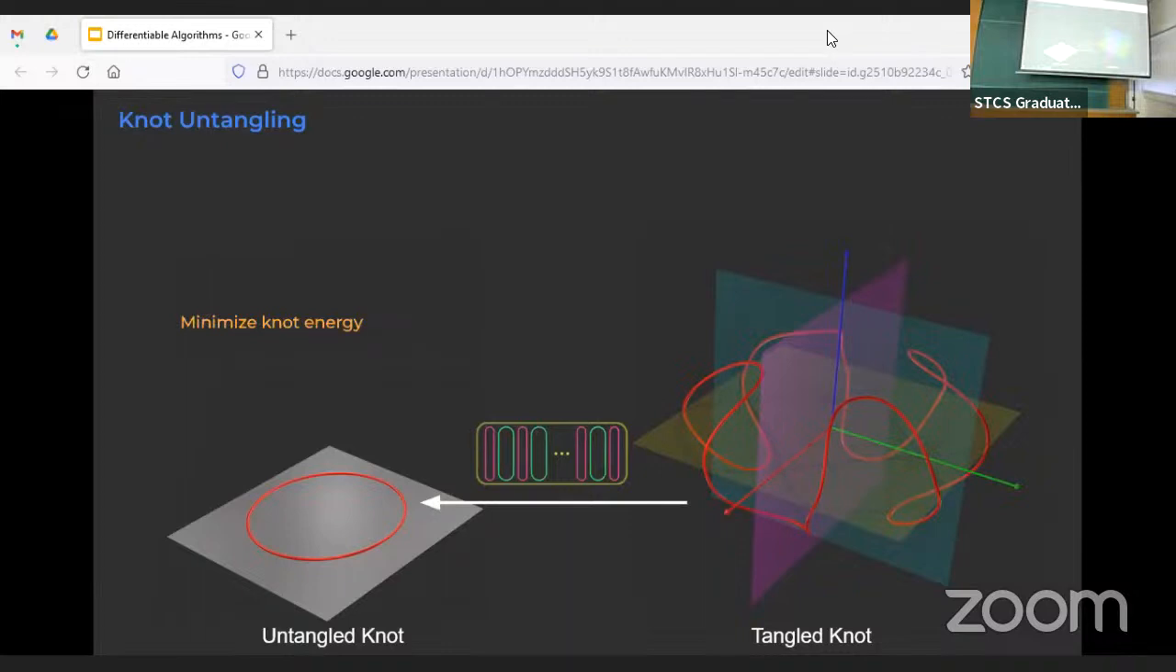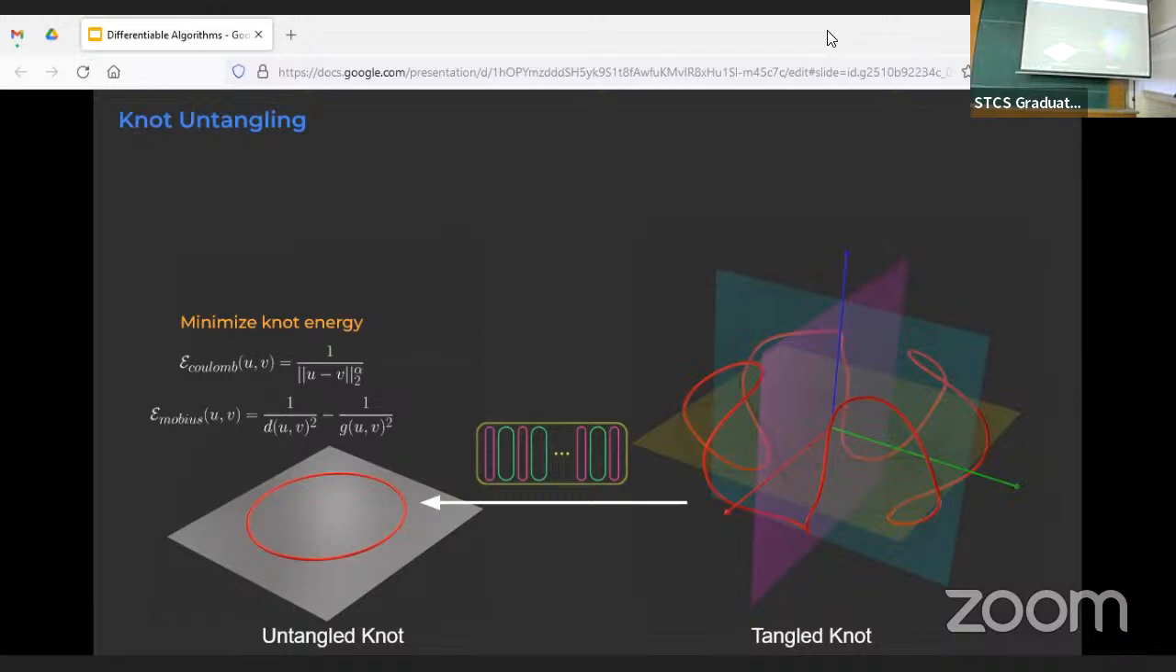given the tangled knot and the homeomorphism, you find the deformation of that. And if we try to minimize the energy, which says how much tangled it is, then in order to minimize this energy, it would learn a deformation. And that in turn would be the untangled knot. So the advantage here is that it preserves the topology of the knot. So it makes sure that the knot type is not changed.